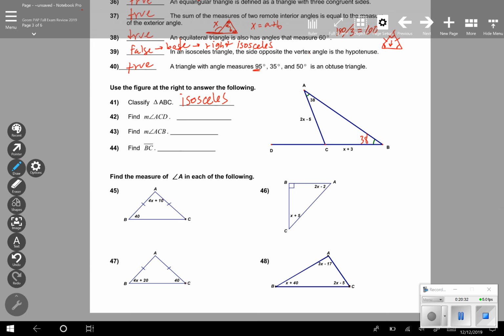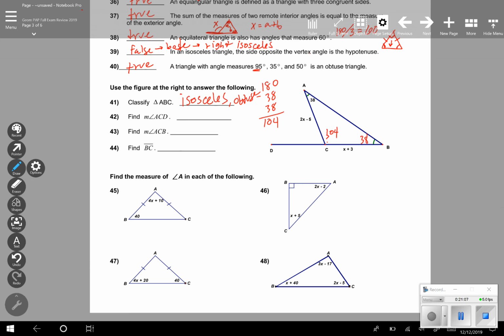Okay, and let's figure out this angle here because we can tell if it's an obtuse isosceles, or right isosceles, or acute. So do 180 and take away 38 and 38. Okay, so 38 and 38 is 76. So we get 104. Okay, so it's actually going to be an obtuse isosceles because this angle right here is 104 degrees.